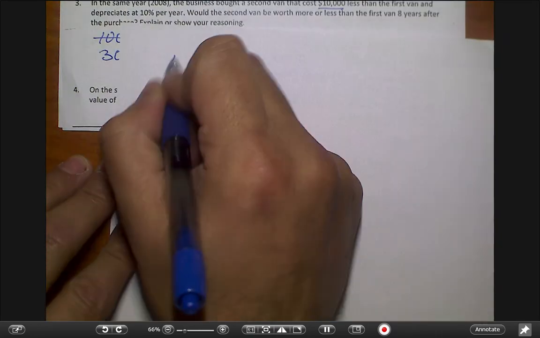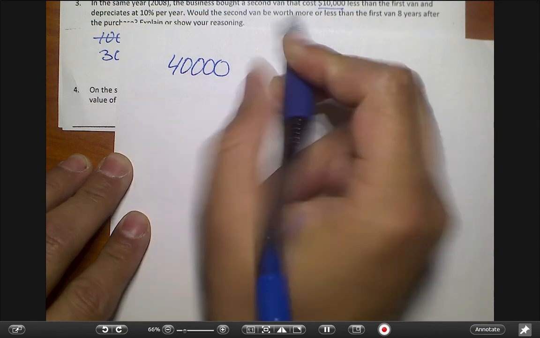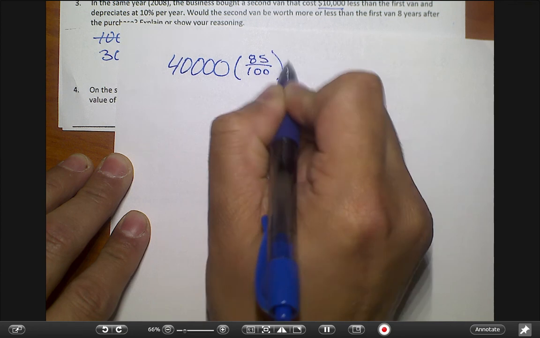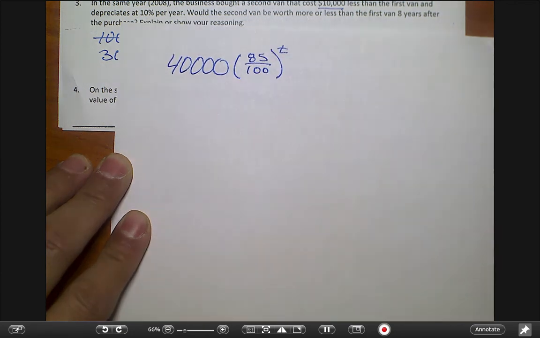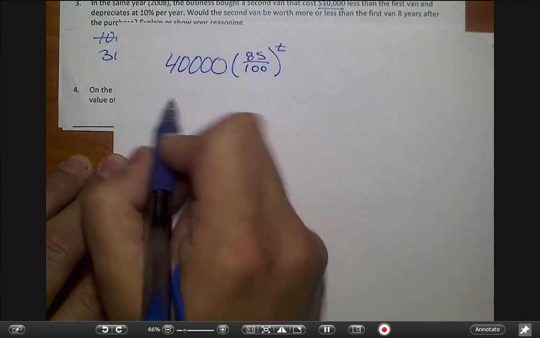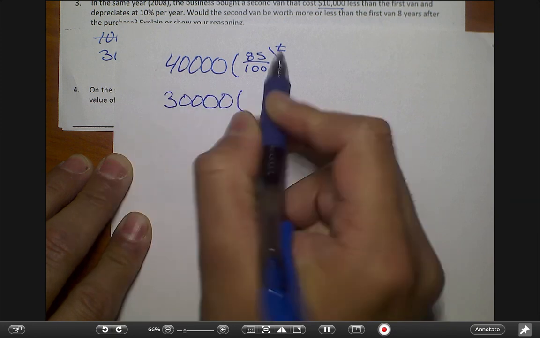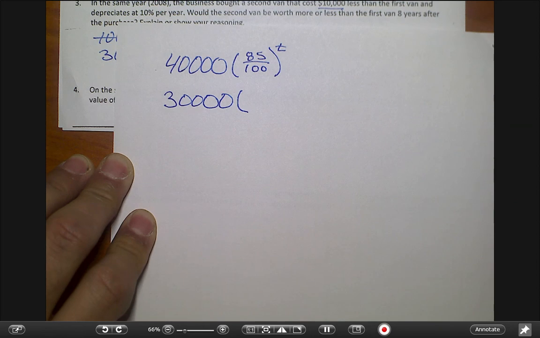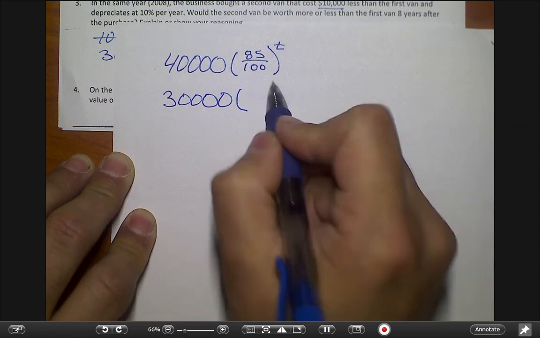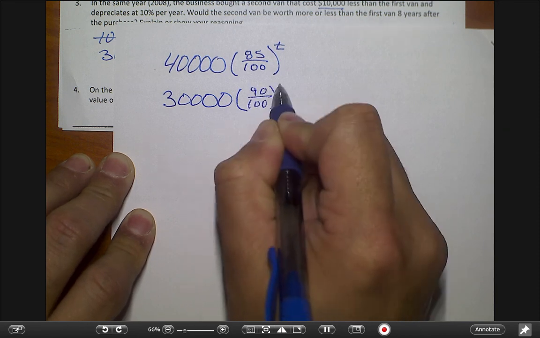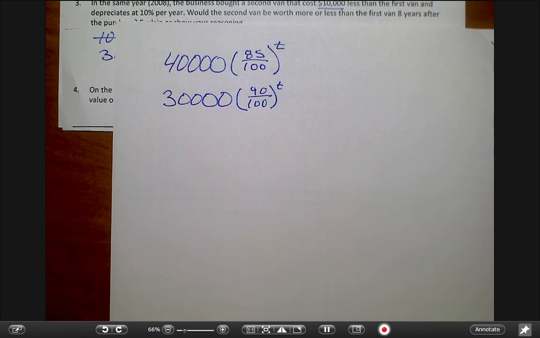So my first function started off at 40,000, and it was 85%, right? And over the course of t years. And my second function is 30,000. Wait, do we put it at 8 years or one? No, we're doing t years, because we're going to have a graph and actually look at it here. And this one was 90% and t years. It will make sense when we're doing the graphs.